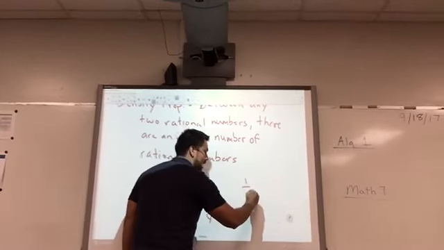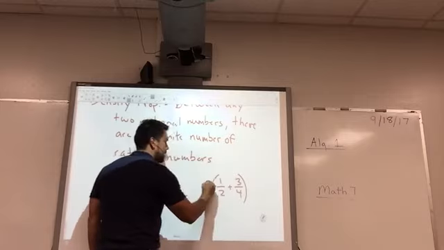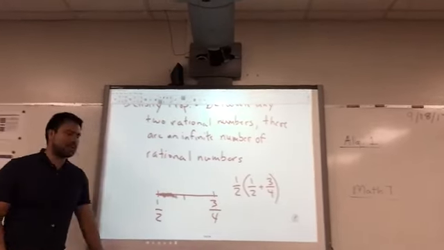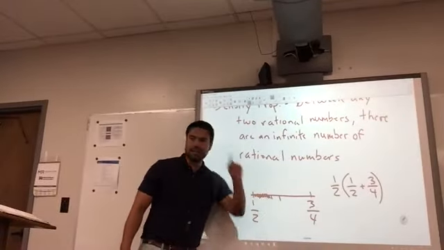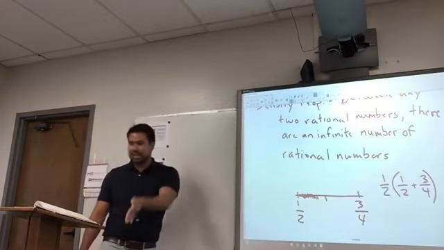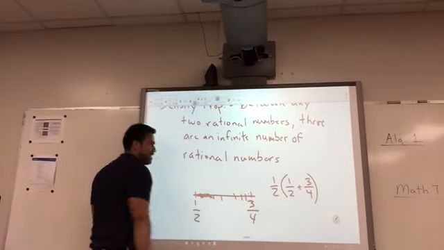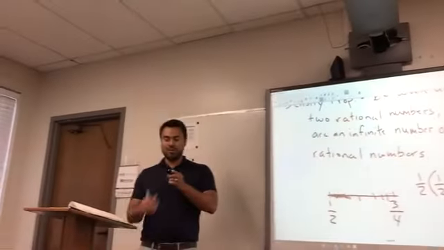Well, all you have to do is 1/2 plus 3/4, and then multiply by 1/2 or divide by 2. That would give you the number right in the middle of the two. And you can do that with any two rational numbers. You can find the dead center, and you know what? You can find the number between these two, and then these two, and then those two, and then.